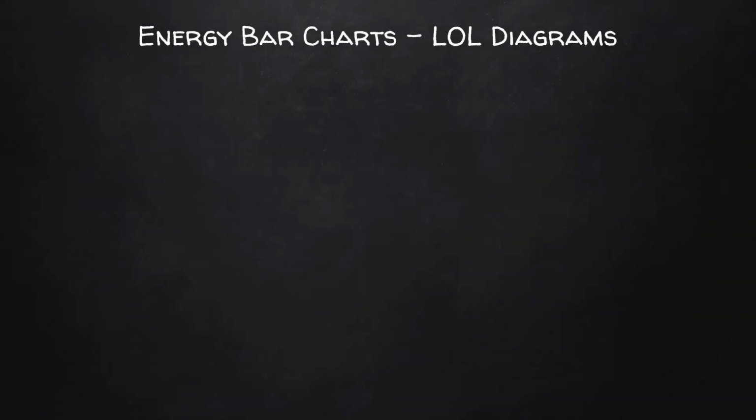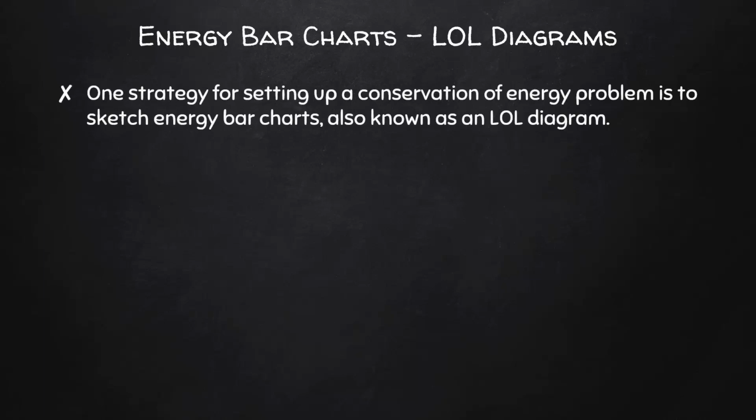We always want to approach a problem with some sort of strategy in mind. In some more straightforward problems, we use the GUESS method, and we start by listing our givens and the unknown. With force problems, we often draw a free body diagram. One strategy for setting up a conservation of energy problem is to sketch energy bar charts, also known as an LOL diagram.